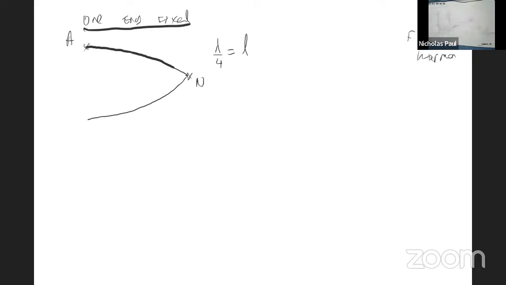So your first harmonic is lambda over 4 equal to L, so lambda is 4L. Therefore F naught is equal to the velocity over lambda, which is v over 4L. That's the F naught, right? Do me a favor. Draw your second harmonic and your third harmonic, and tell me what you get for F1 and F2. Try that, please.